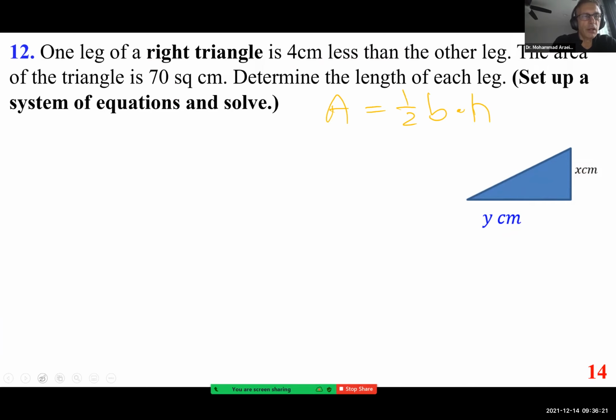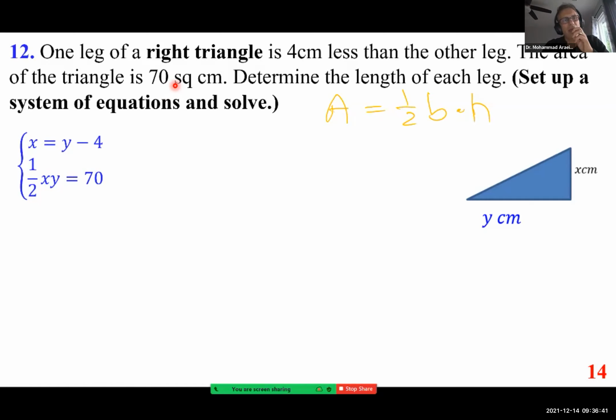The area is 1/2 base times the height. Because it's a right triangle, one of the two sides is the base and one is the height. And it gives us the following set: x equals y minus 4, and half of base times height, half of x times y, is 70.